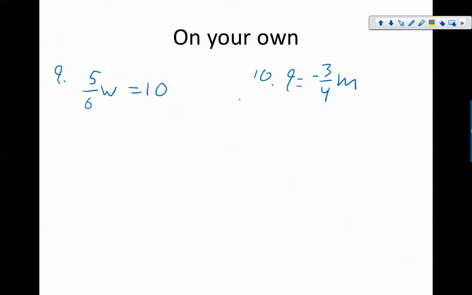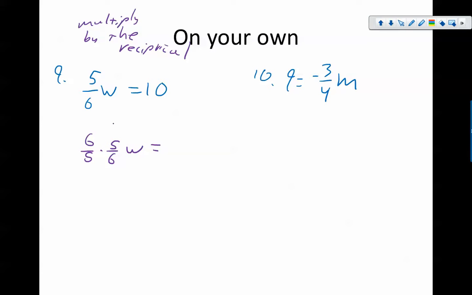All right, so here's your last two practice questions here. We are multiplying by a fraction. So remember, the key is to multiply by the reciprocal. So the reciprocal of 5/6 is 6/5. So we're multiplying that by 6/5.